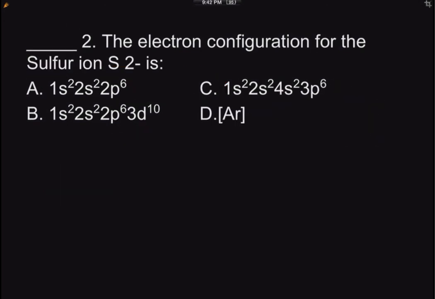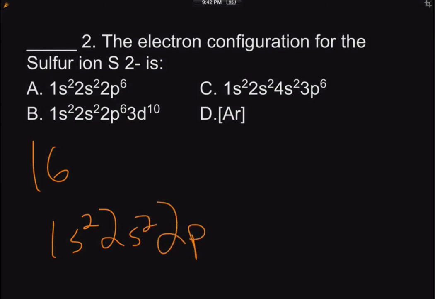What is the electron configuration for the sulfur ion? S with a charge of -2. Well, first you have to remember that sulfur is element number 16, so its normal electron configuration would be 1s2, 2s2, 2p6, 3s2, 3p4. That's what it would normally look like.